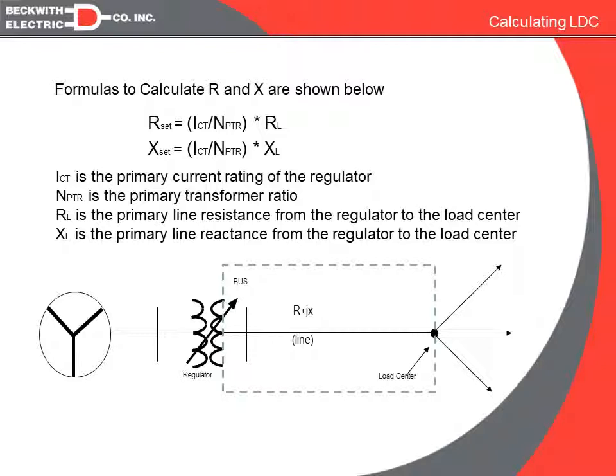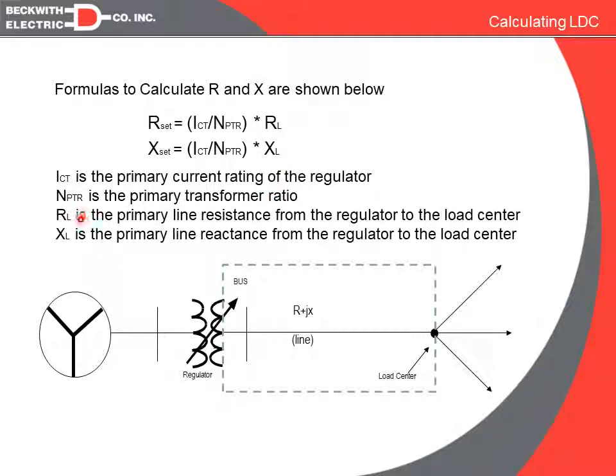So the formula to calculate the line drop is we're going to look at the impedance of the circuit between our regulator or LTC load side and the load center, wherever we want that to be. And the setting is going to be calculated by the CT full load current, divided by the PT ratio, times the real portion of the resistance. And the X setting will be the same thing, only using the reactive portion of the impedance.